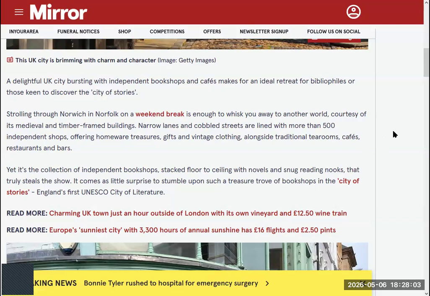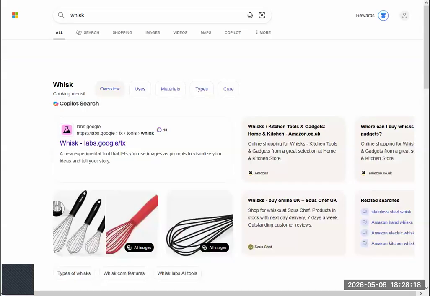Medieval timber frame building. Timber. So timber frame building, that's the name of. If I show you back to that photo again, not that one, but this photo.